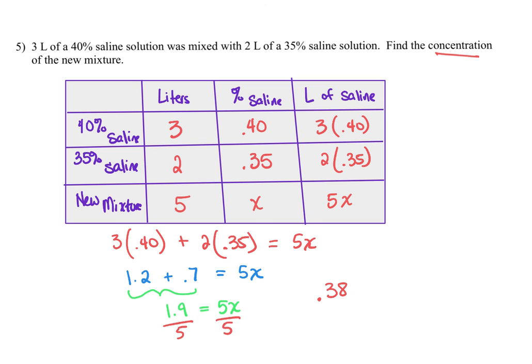All right, so when you solve, you're going to get 0.38, but they do want it in percentages. So first, X does represent what I'm solving for here. Move your decimal over 2 places. So you would say the new solution is 38% saline.